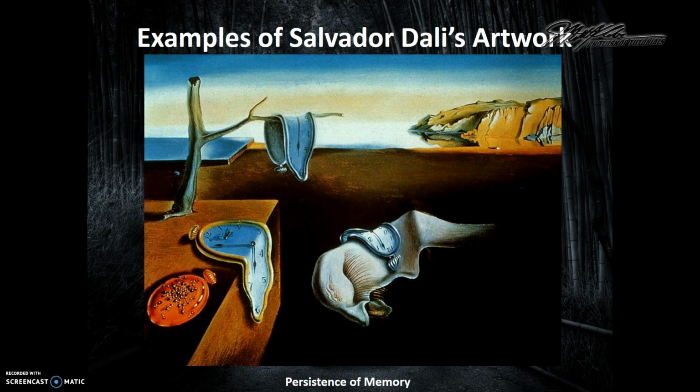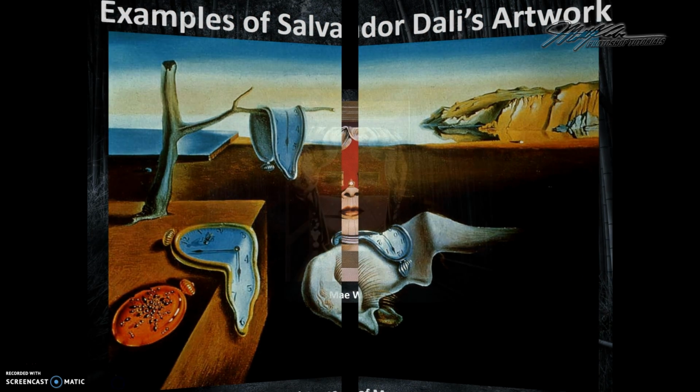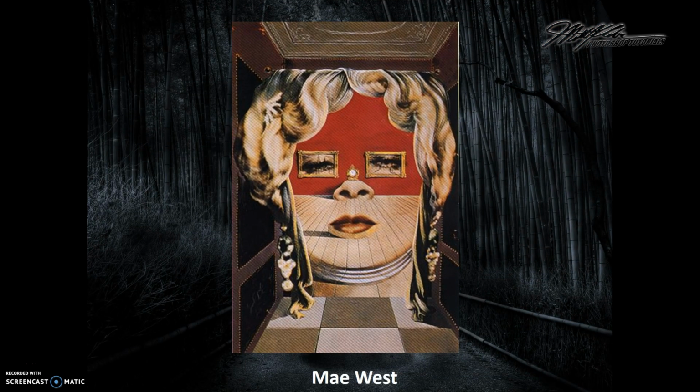Here's some examples of his work. This is the Persistence of Memory. I'm sure some of you have seen this painting before. It's also known as the Melting Clocks painting. There's another one, Mae West. I kind of like this one because there's a painting within a painting. You see a picture of an actress, but you also see the curtains make up the hair, and then there's a little couch that makes up the lips.